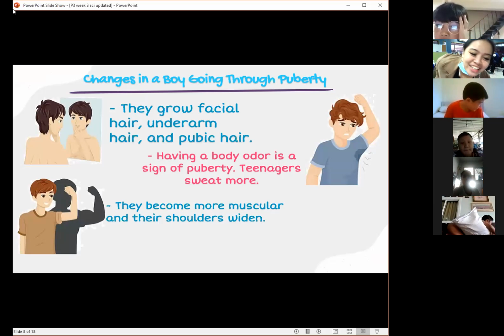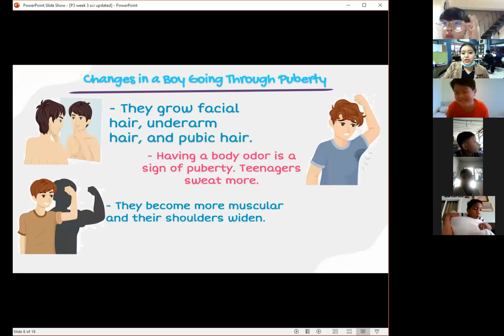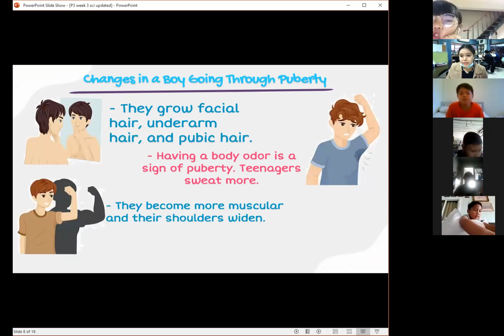Okay. Next one, they become more muscular and their shoulders widen. Are you muscular at your age? Are your shoulders wide at your age? No, because you're still in childhood stage.